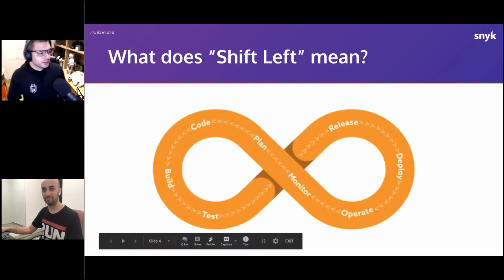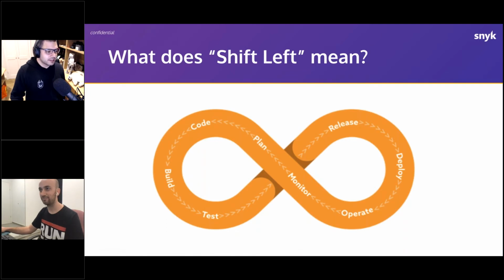Okay, so first of all, this term shift left, I'm going to just briefly walk people through what this means to us, and then invite Avishay to talk about how the CyberArk group has adopted a shift left environment.